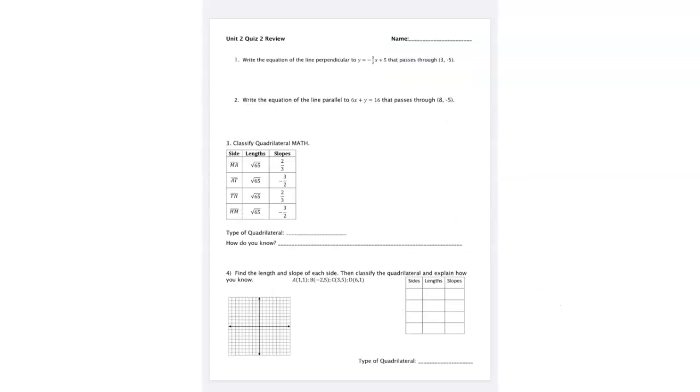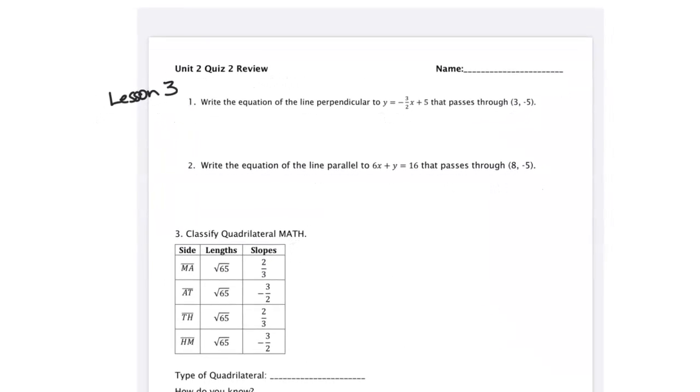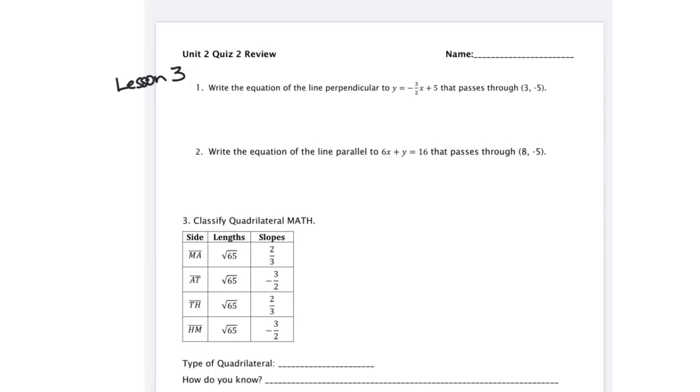Number 1 comes from lesson 3. We're asked to write the equation of the line that's perpendicular to y equals negative 3 over 2x plus 5 and passes through 3, negative 5. Key word here is perpendicular, so we should think opposite reciprocal slopes.